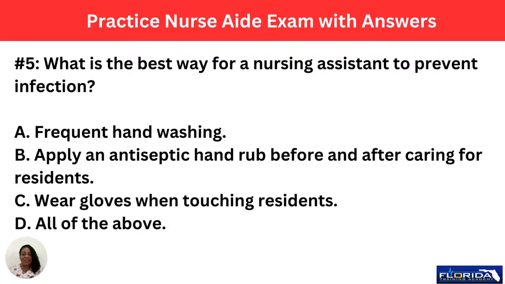Number five, what is the best way for a nursing assistant to prevent infection? A, frequent hand washing. B, apply an antiseptic hand rub before and after caring for residents.